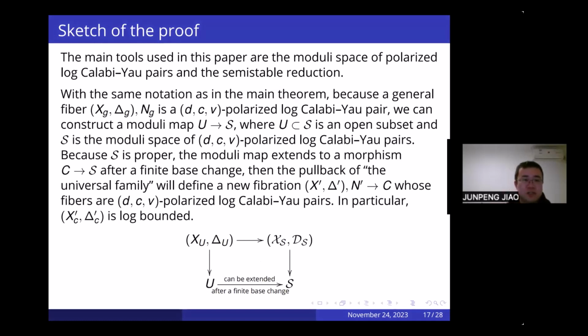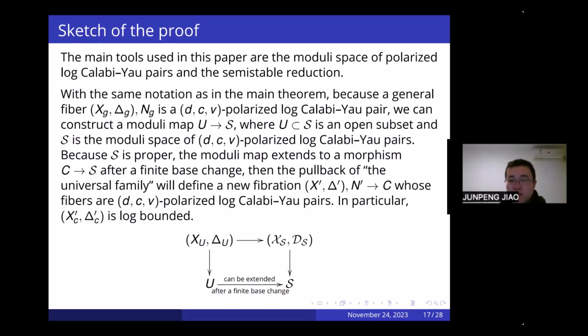Now I want to talk about the proof of this theorem. The main tools used in this paper are the modular space of polarized log Calabi pairs and the semi-stable reduction. So we use the same notation. Because the general fiber is a DCV polarized log Calabi pair, we can construct a modular map. Here U is an open subset and S is a modular space, U to S. And because this S is proper, it's actually projective.